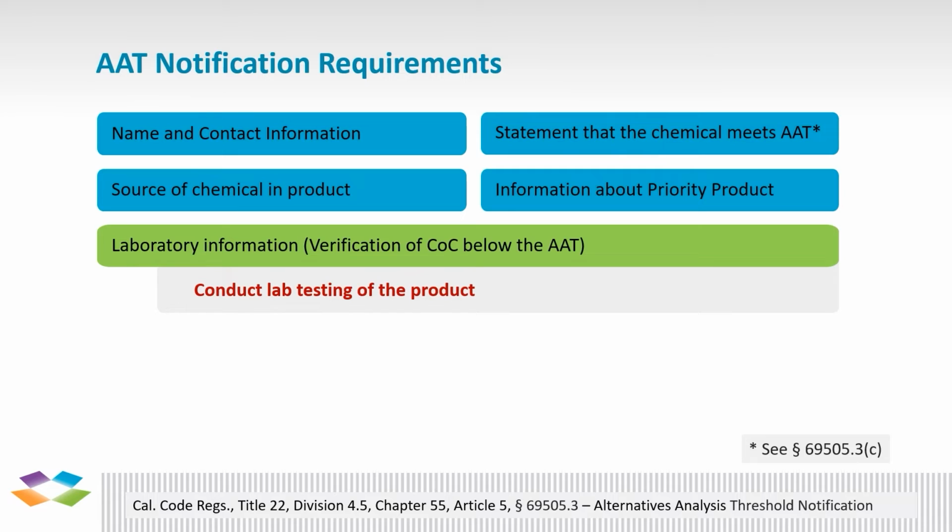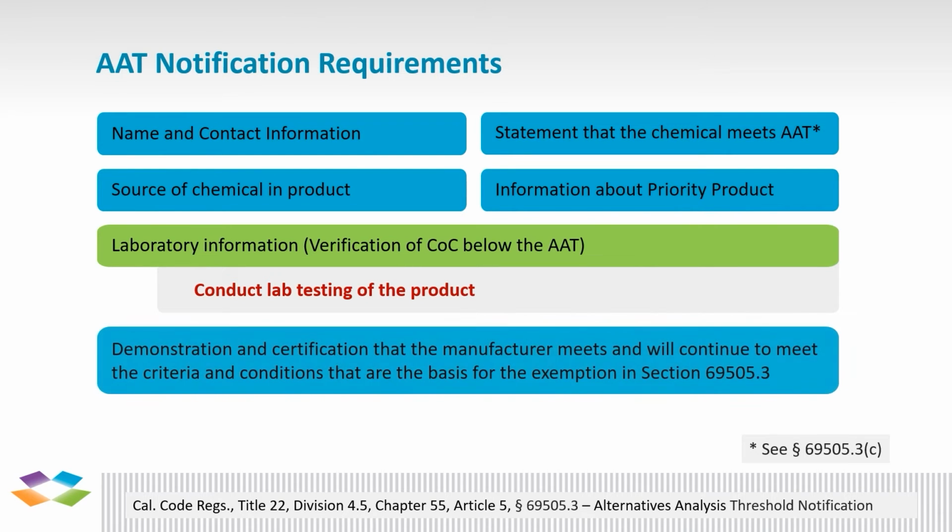Also, a manufacturer can verify that the chemical of concern is at or below the AAT by conducting lab testing of its product. In addition, DTSC requires that you demonstrate and certify that you will continue to meet the criteria and conditions that are the basis for the exemption from the alternatives analysis.